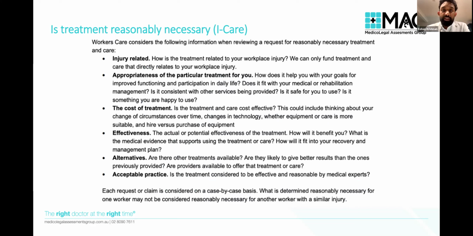Injury related. So is the actual treatment related to the workplace injury? That's a pretty straightforward one in terms of determining whether there's a link or not. And if it falls down there, then we don't really need to go much further. But it is important for us to flesh that out, and sometimes it can be complex to determine. But once we've done our examination, it usually is pretty plain and simple to see whether there is actually a causal link or not.